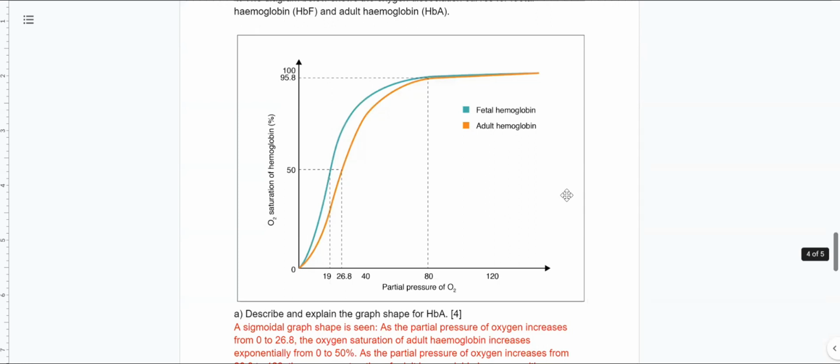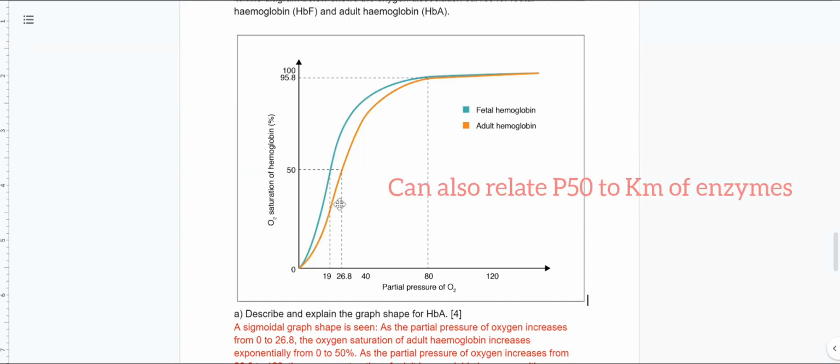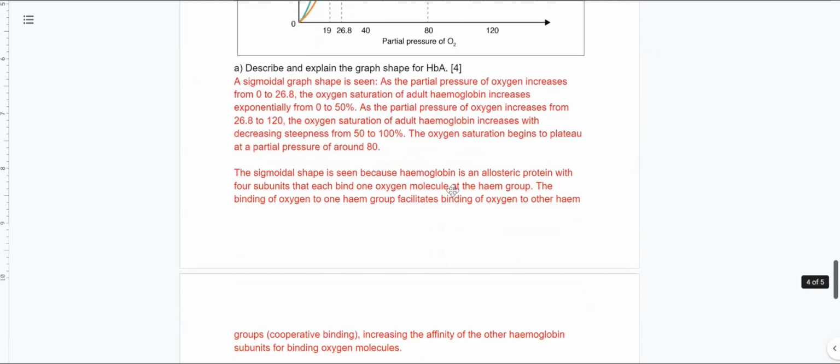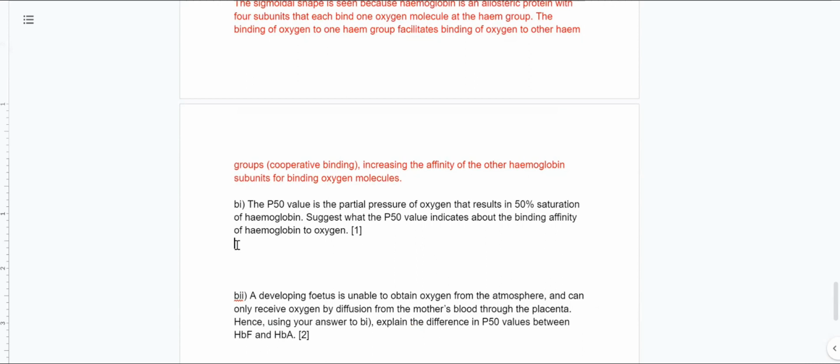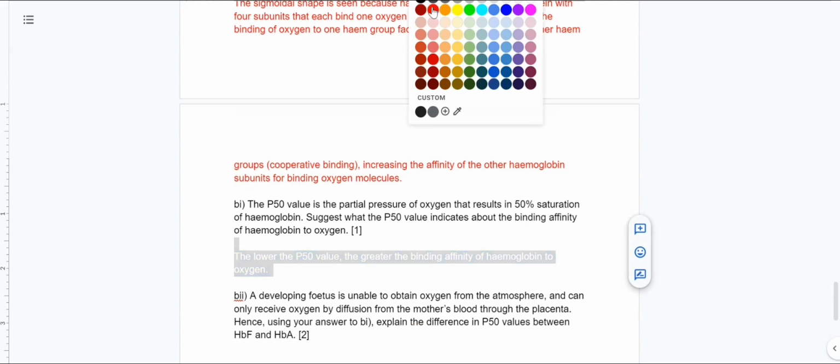You can think about it logically, because if the P50 value is lower for the particular hemoglobin molecule, it means that you need less oxygen to achieve 50% saturation of hemoglobin. So the lower the P50 value, the stronger the binding affinity of the hemoglobin molecule for oxygen, because now you need less oxygen to achieve the same saturation, which means you essentially are binding oxygen stronger. So we can just answer the question with this insight in mind. We mentioned that the lower the P50 value, the greater the binding affinity of hemoglobin for oxygen.